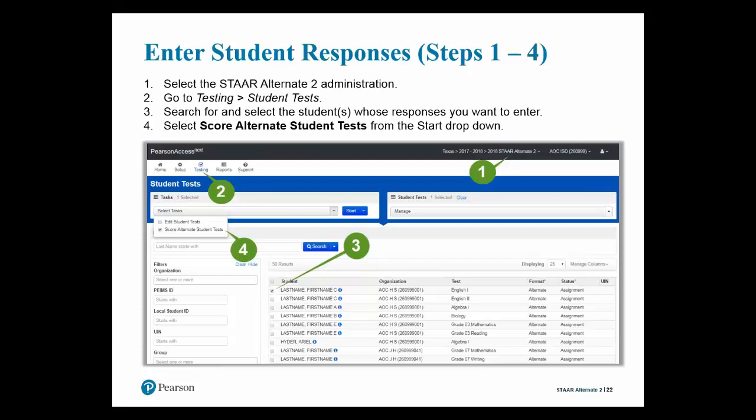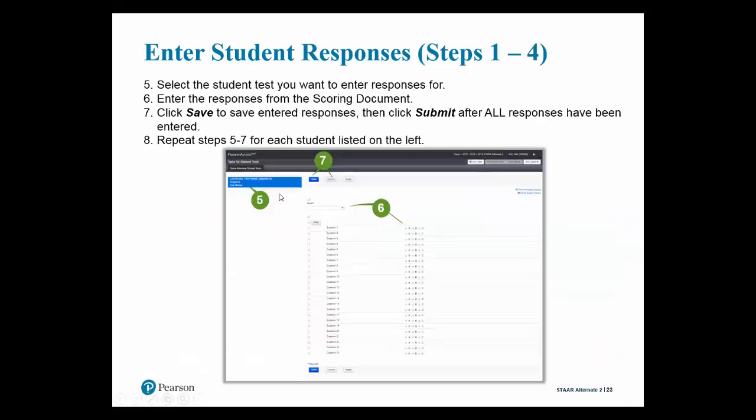You're going into the Pearson Access Next site, selecting the STAAR Alternate 2 test administration, going to Testing, Student Tests, and searching for the student. Remember, you can select multiple if you wanted to at a time. Select to SCORE Alternate Student Test and start. Select the student test from the left-hand side of the screen, enter the form number and the responses here, and save.